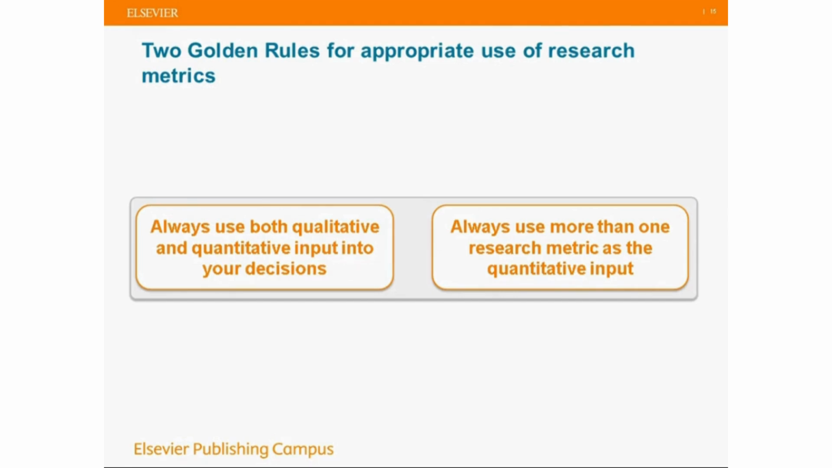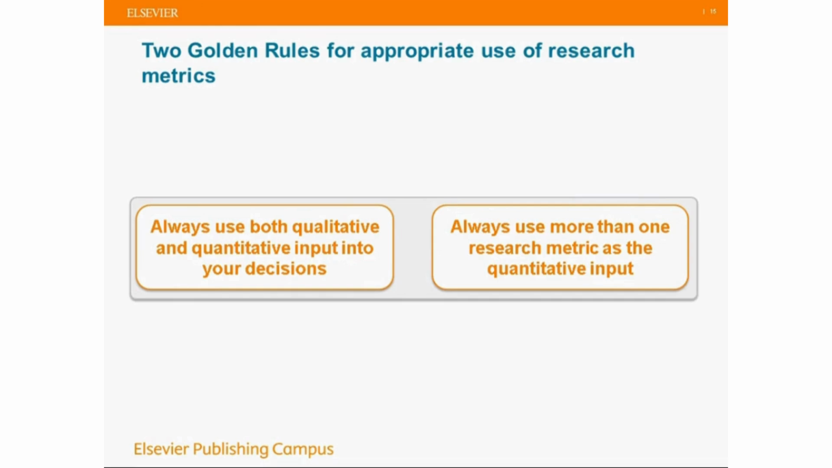assessments. The first one is that you should always use both qualitative and quantitative input into your decisions. For example, when I was describing the benchmarks for re-evaluation, the benchmarks and the metrics themselves are the quantitative input that we have for making these decisions. But then the CSAB, the Content Selection Advisory Board, they look at the journals, they assess the journals to see if these can still be covered in the database. So that is the qualitative part of the input into the decision.